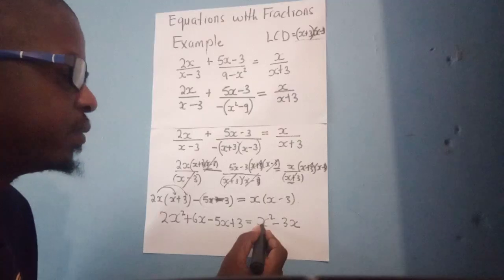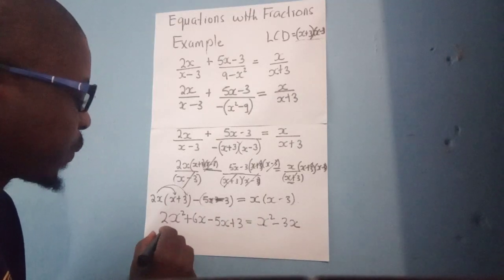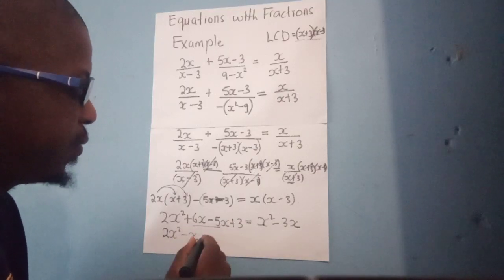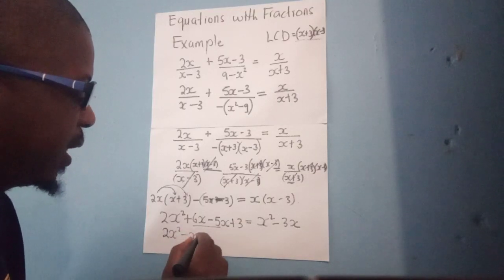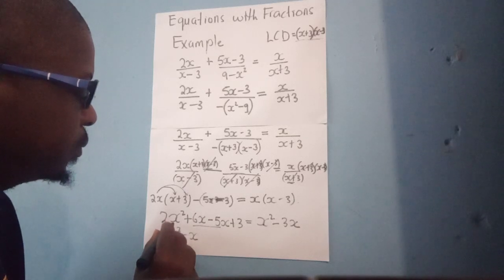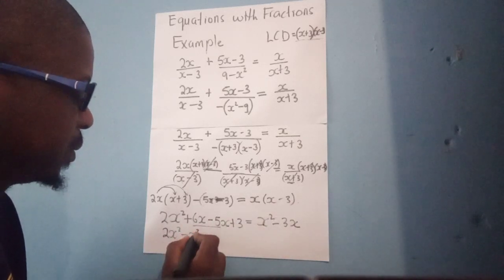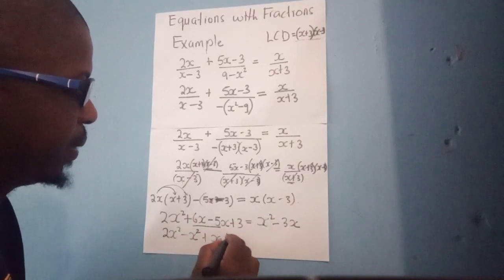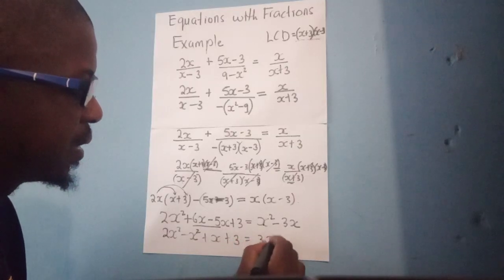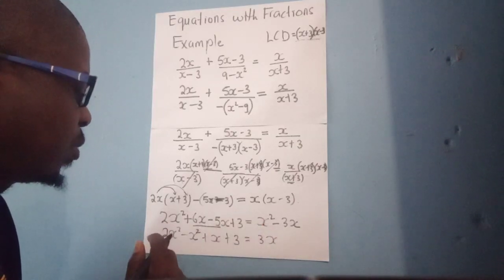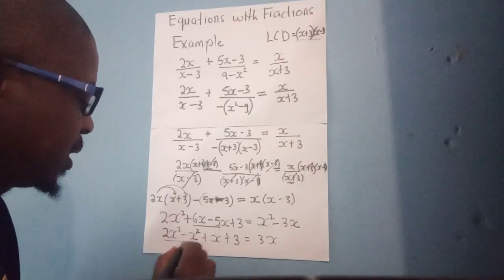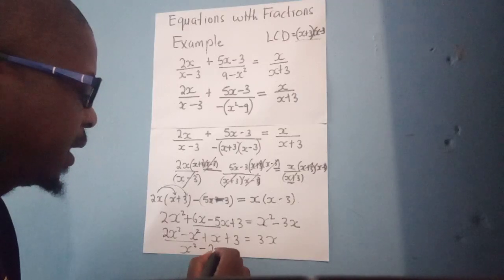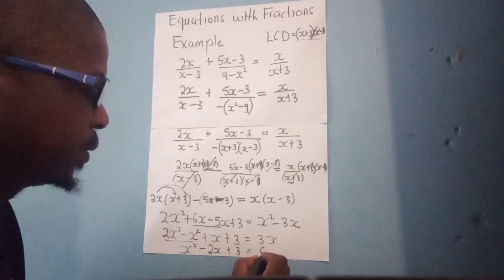With this in mind, I'll have to take this to the other side of the equation to group the like terms. 2x squared minus x. Here I have 1x. If I take this, it becomes a negative. This one gives me a plus x plus 3 is equal to 3x. I'll take again 3x to that side of the equation. So this one gives me x squared minus 2x plus 3 is equal to 0.